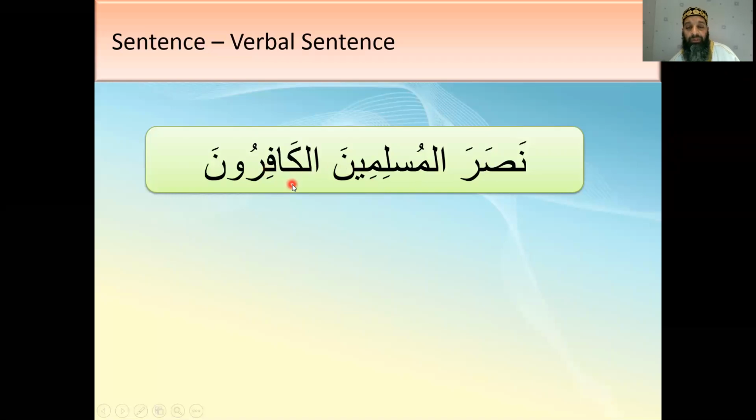The double dhamma can be marfu as well, but over here for plurals there's no double dhamma. Una is plural marfu, and ina is plural mansub or majroor. In this case it's mansub because it's a verbal sentence. There's no majroorifier coming before it, it's a verb, so this one is mansub.